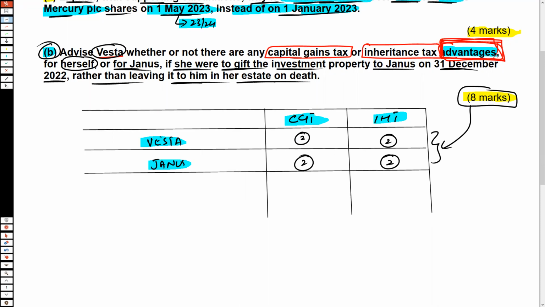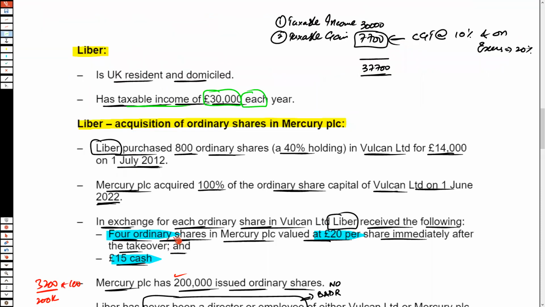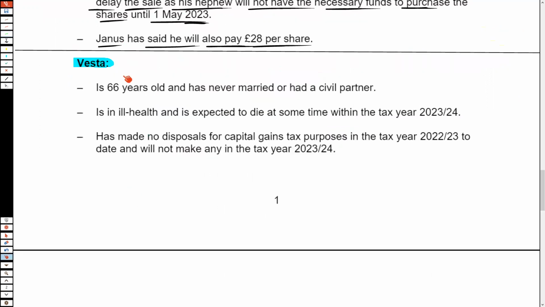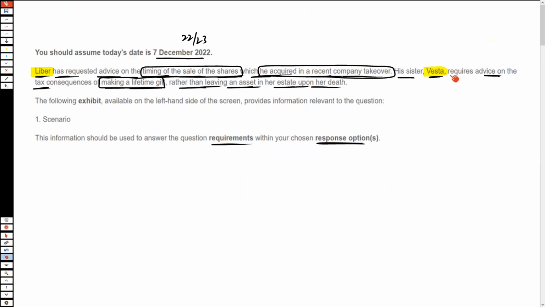Let me show you the scenario as well. Let's talk about Vesta, because at the start of the question in the basic background, Vesta is a sister of Liber. It's about the second person. His sister Vesta requires advice on the tax consequences of making a lifetime gift rather than leaving an asset in the estate upon her death. So let's talk about Vesta.